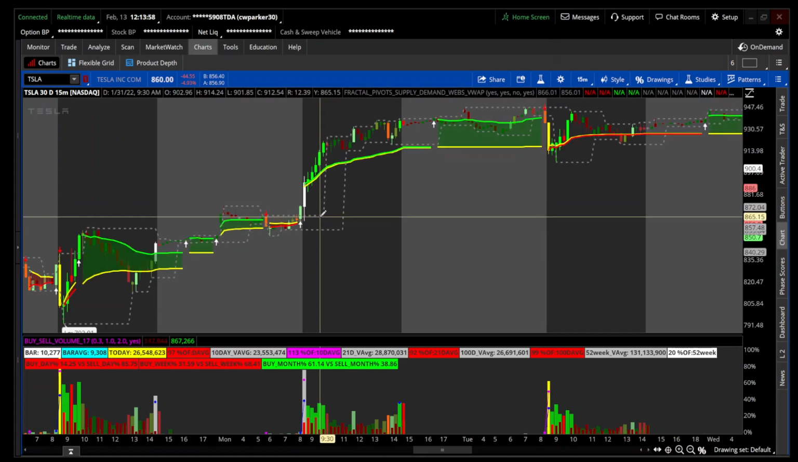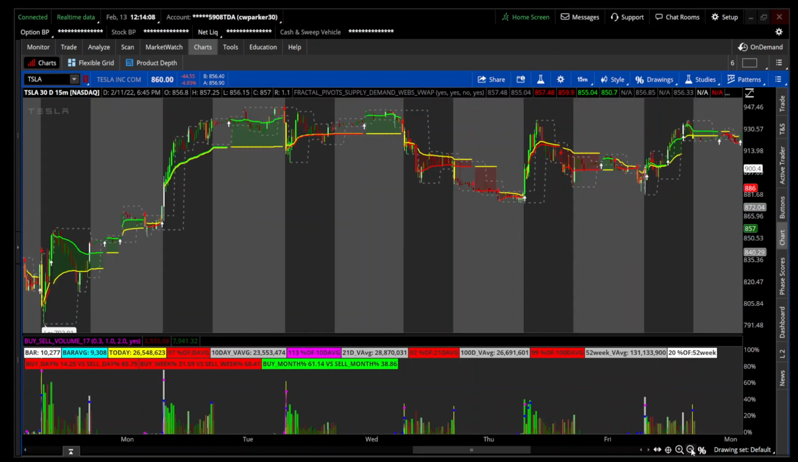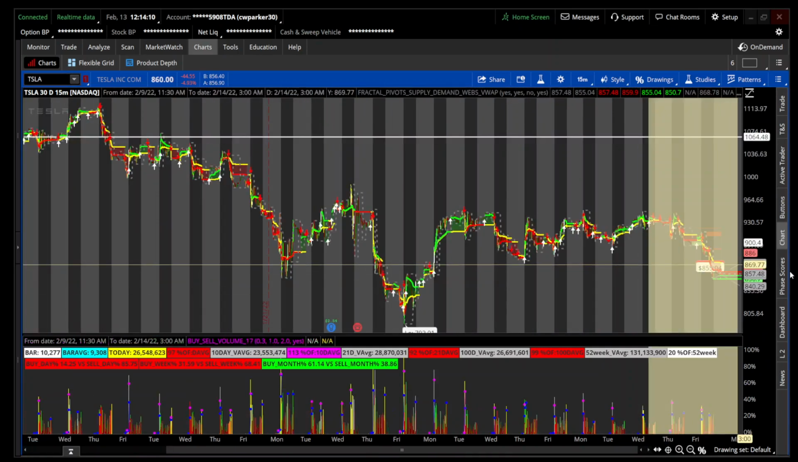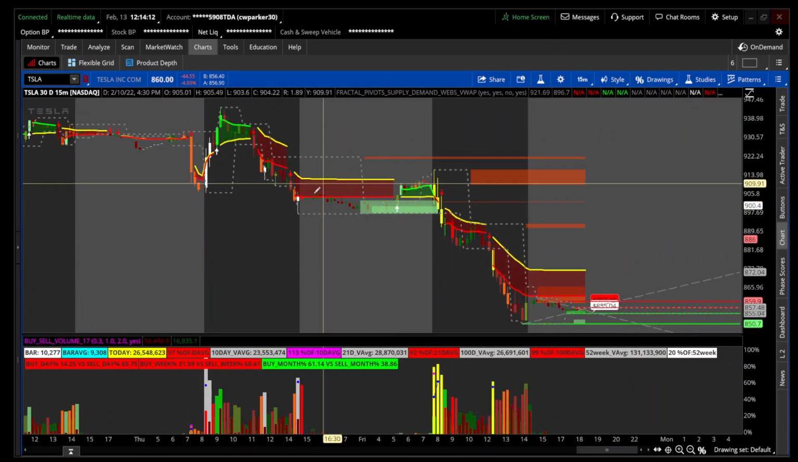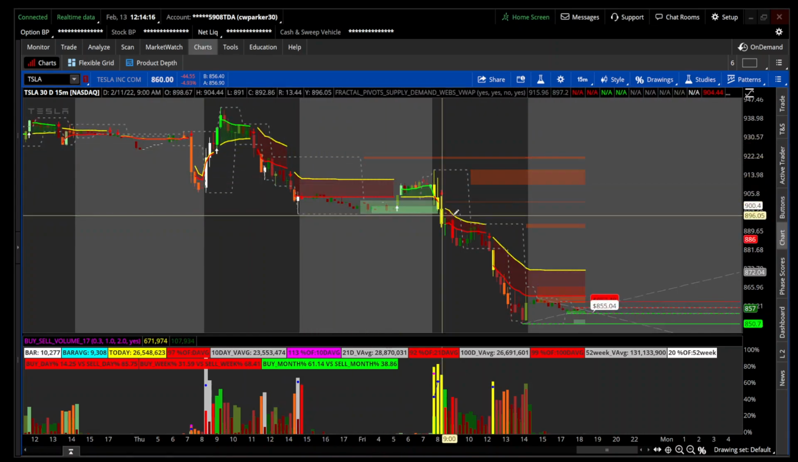you can take it off if it's not helpful for you, but it kind of outlines the fractals for you, the past ones and the future ones. But this is Tesla on, I think it's a 30-day, 15-minute chart. And basically this is what you're going to get. You're going to get the original clouds, and you're going to get this added VWAP also.